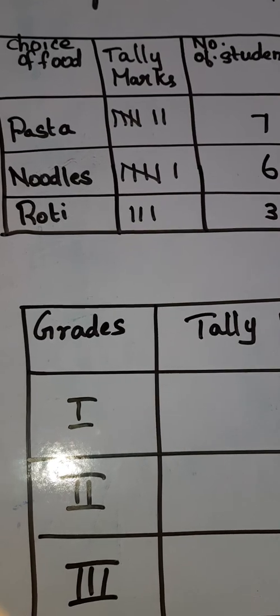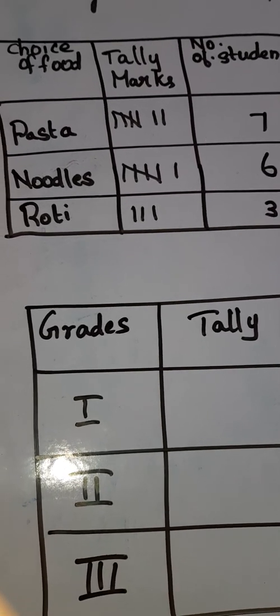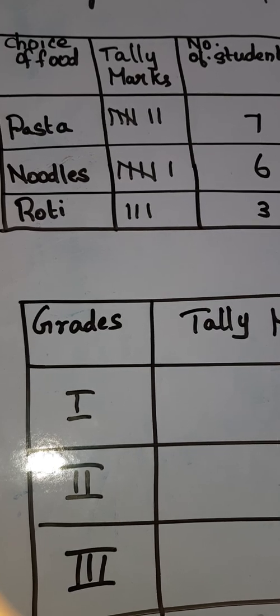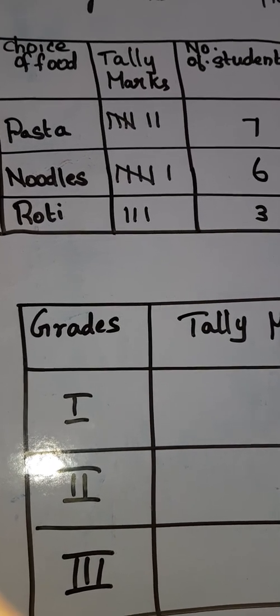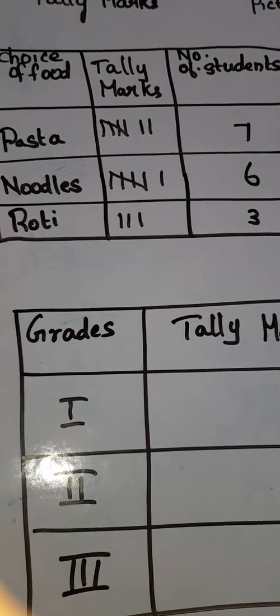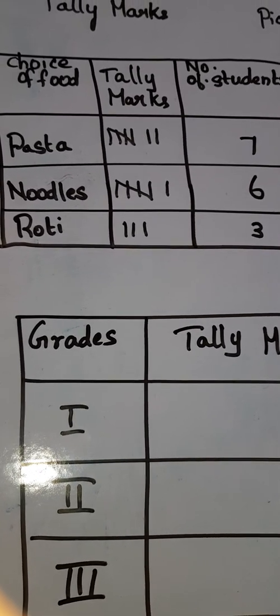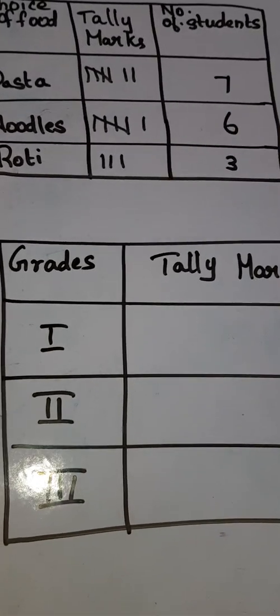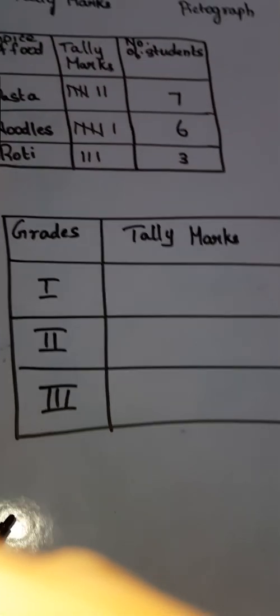After which, what are the possible questions over here? Which was the maximum liked food? We can say pasta, by count it's 7. And which was least liked? We can say roti, because the count was 3. Very similarly, it's always going to be 3 columns.